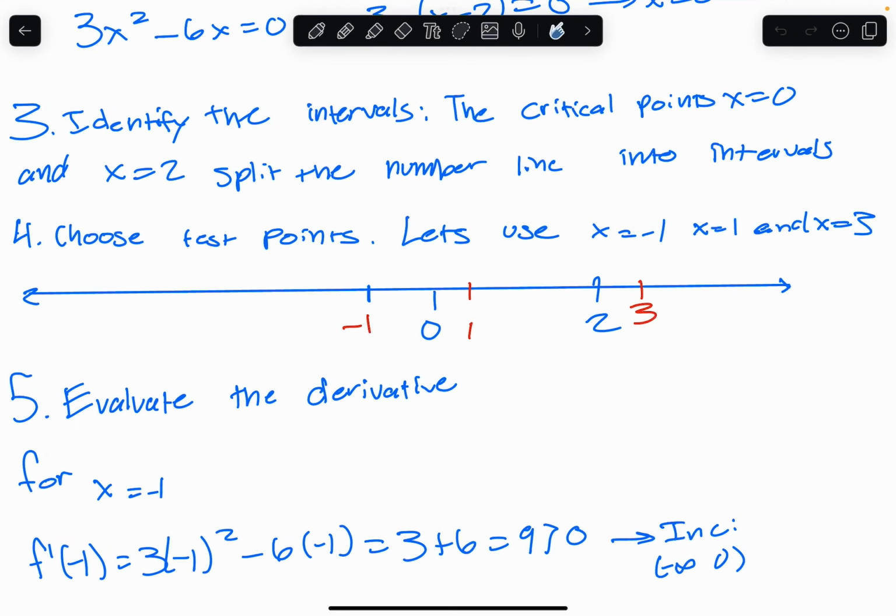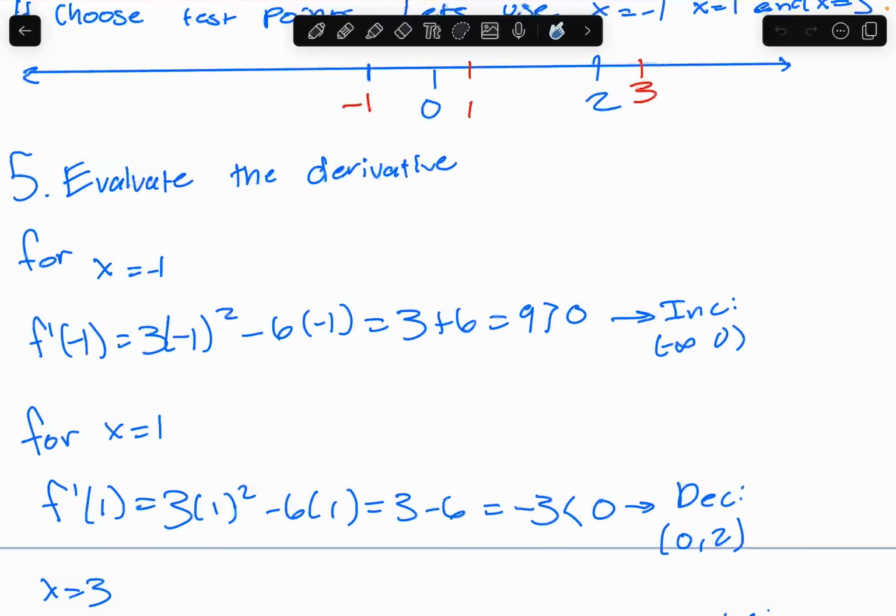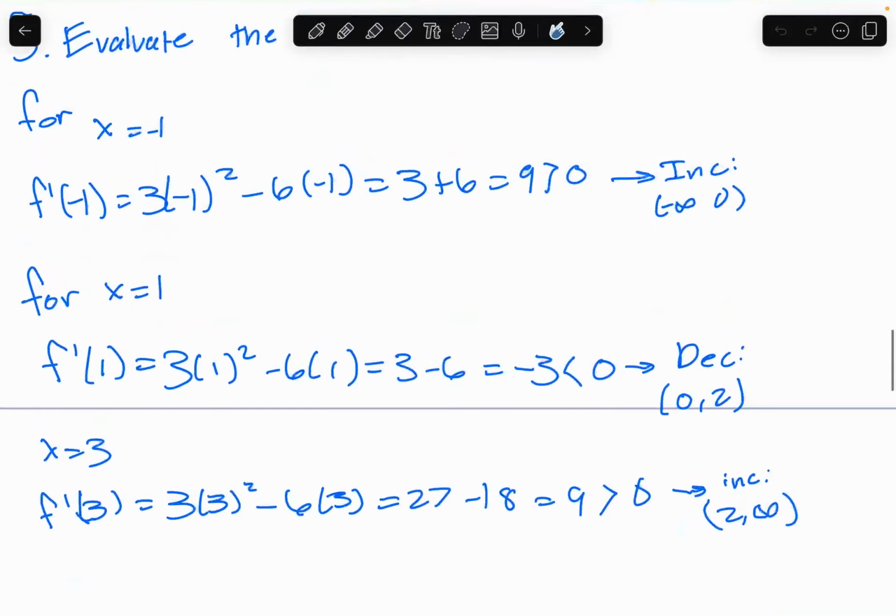Next, we're going to take our next test point, 1. So we plug it in. F prime of 1 equals 3 times 1 squared minus 6 times 1. This equals 3 minus 6, that equals negative 3. And we know that negative 3 is less than 0. So we know that this function is decreasing from 0 to 2.